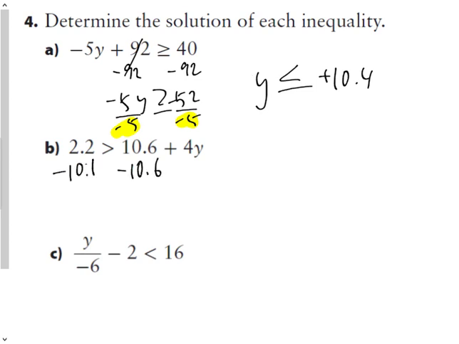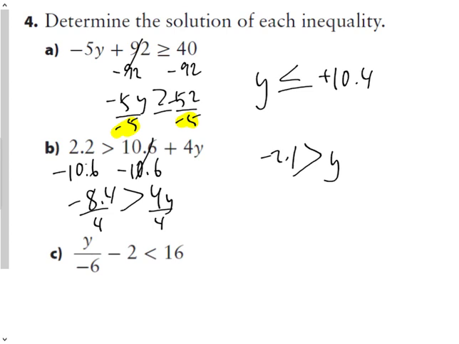Get rid of your constant by subtracting 10.6 from both sides. 4y is less than negative 8.4. Divide both sides by 4. y is less than negative 2.1. Any value that you make less than negative 2.1 will allow this inequality to be true. And finally, add 2 to both sides.